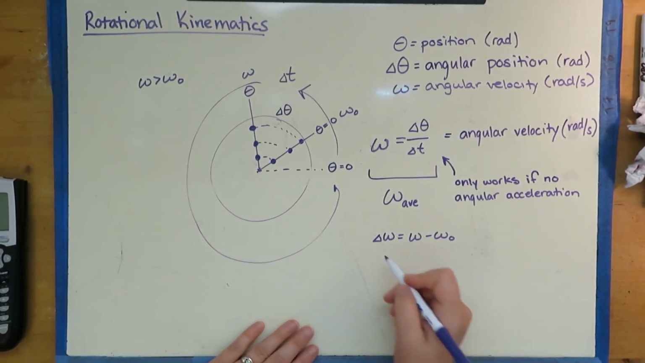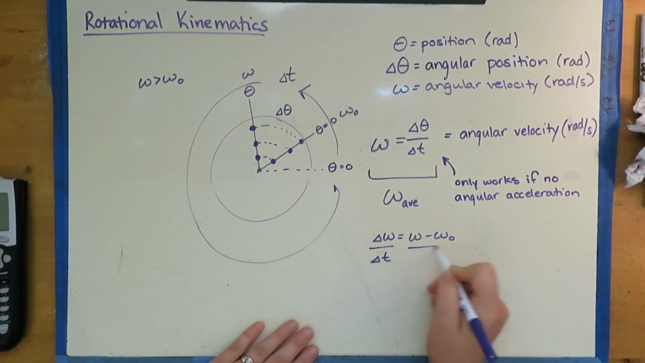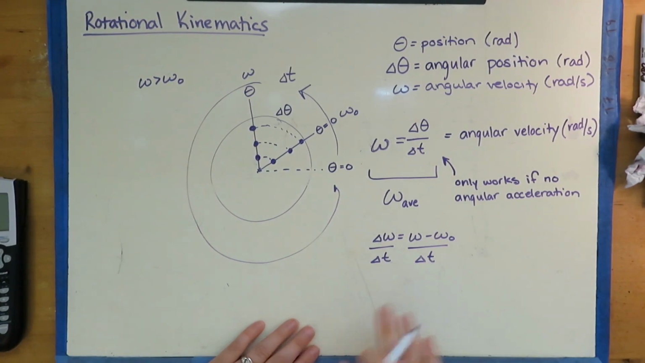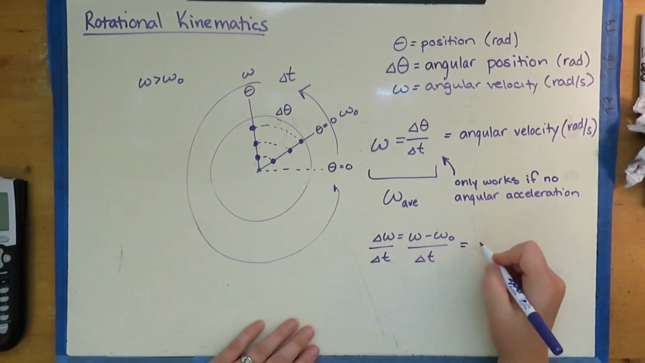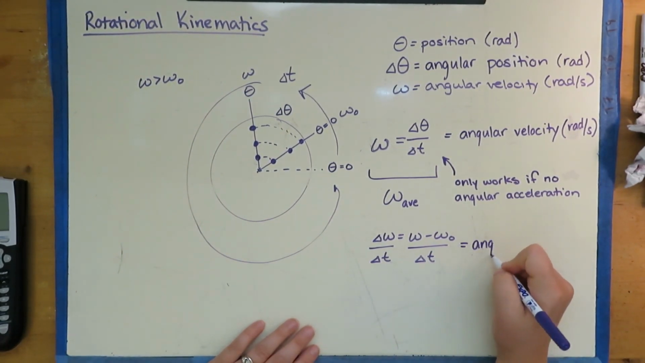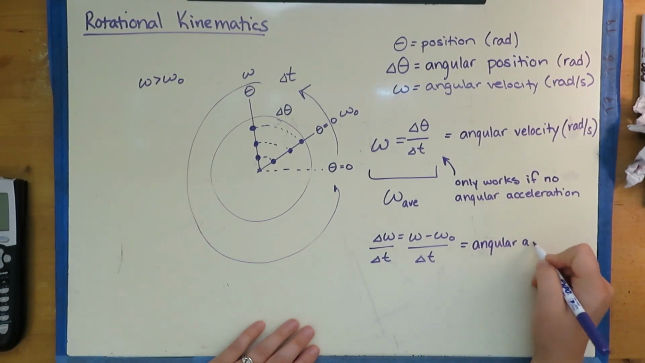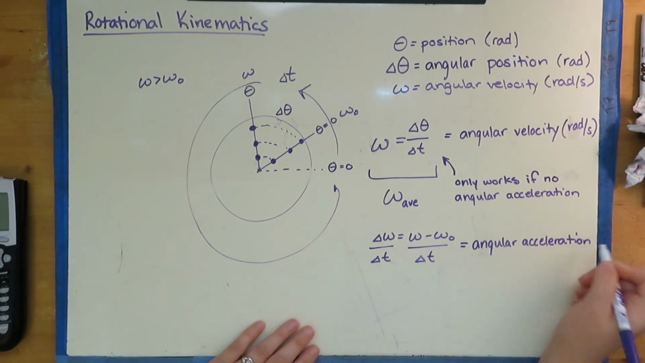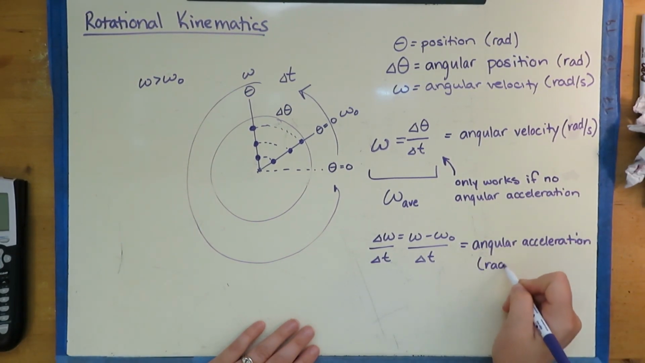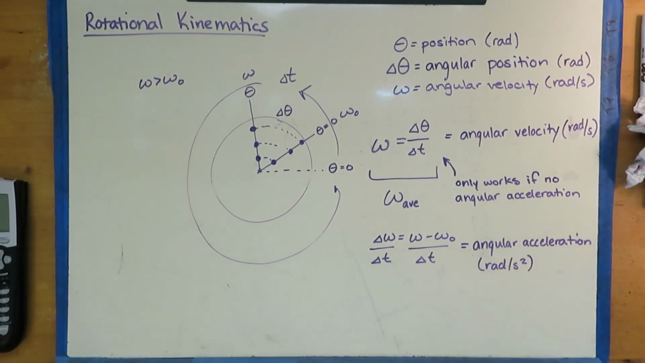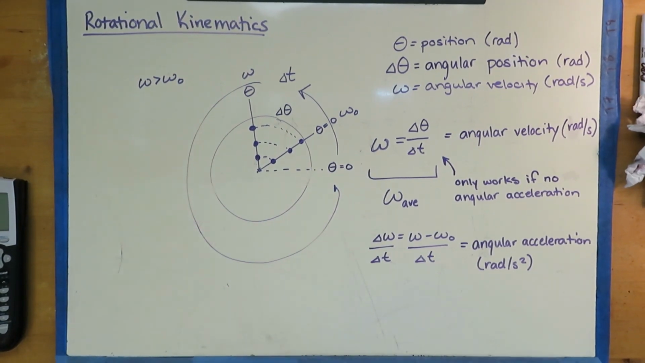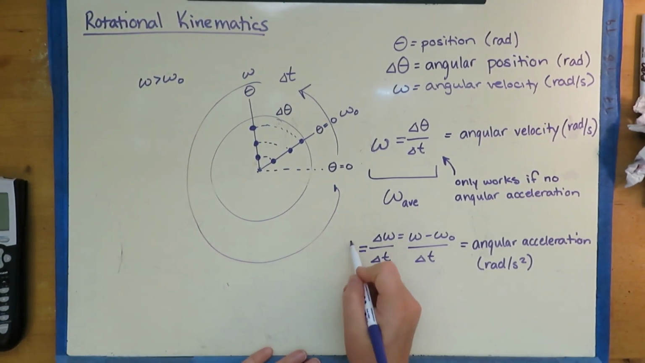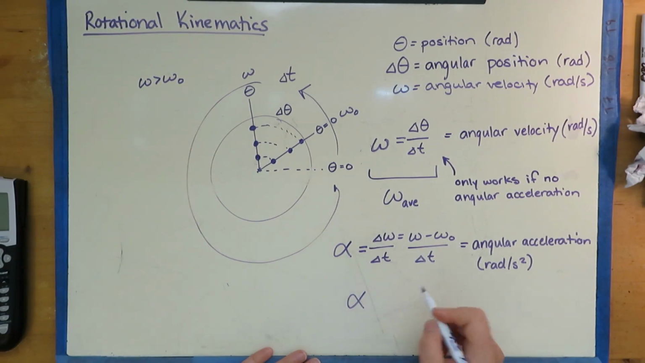And if I do that in some particular amount of time, then this is the definition of angular acceleration, which is the change in angular velocity over time. And that would be radians per second squared, because we've divided by seconds again. And we give that variable the Greek letter alpha. So that's just like the alpha and omega type idea.